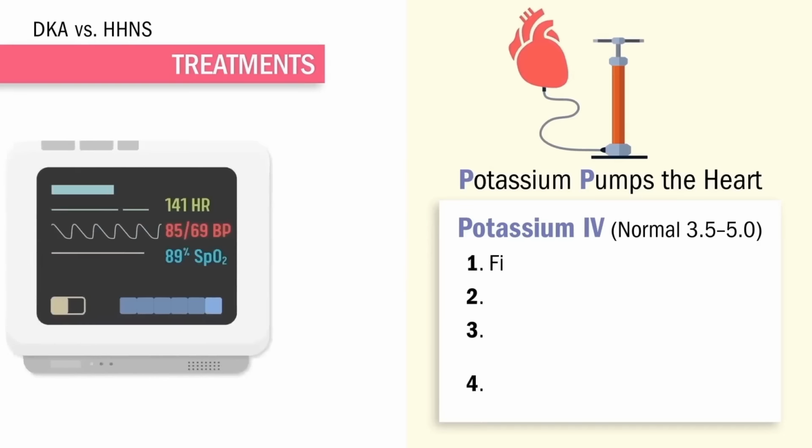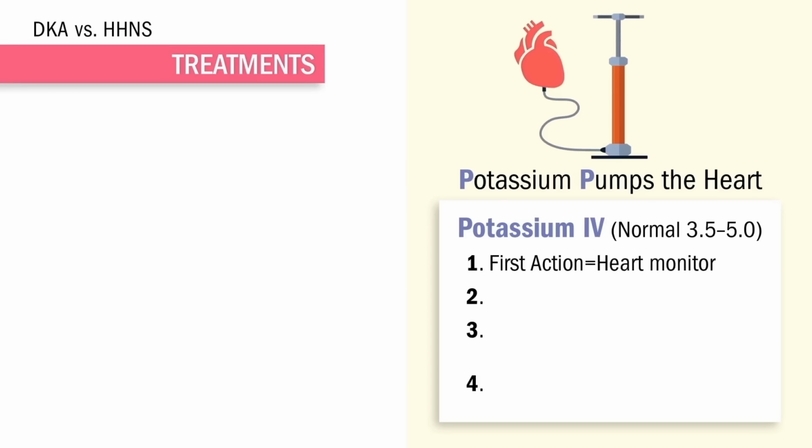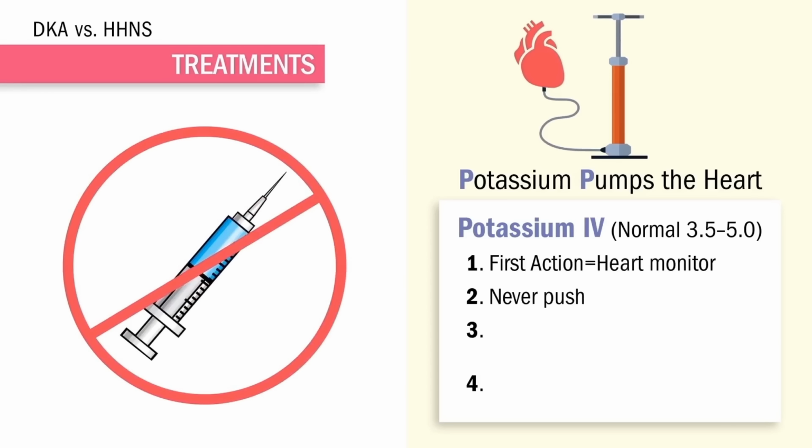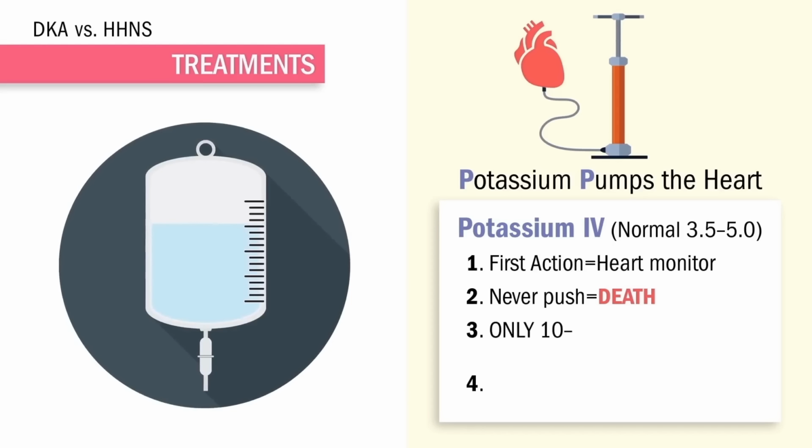So the 4 rules of potassium revolve around protecting the heart with potassium. Number 1, our first action is heart monitor placement. And secondly, guys, we never push potassium. This means sudden death. The heart will cramp up and not pump anymore. Third, we only do 10 to 20 mLs max per hour. Not 30 minutes, not even 45 minutes, guys, per hour, a full 60 minutes or more, usually around 4 hours.